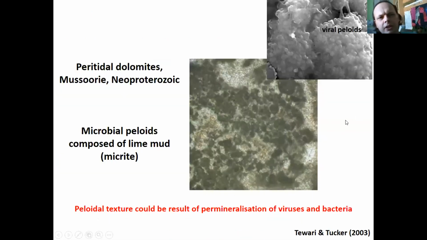Next is also peloidal form, or micropeloidal form. This example is from the Neoproterozoic. We think that these microbial peloids, which are composed of lime mud or micrite, you can call it as well, could also be viral peloids. And again, if you look at these nanospheres, a cluster of nanospheres from microbial mats, here we go. Isn't it similar to what we have in the ancient system? Okay. So the peloidal texture could also be the result of permineralization of viruses and bacteria.